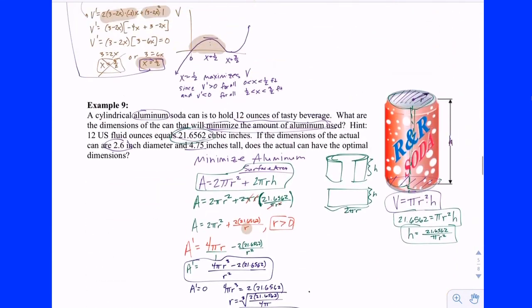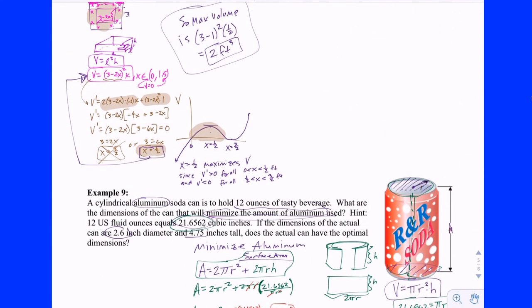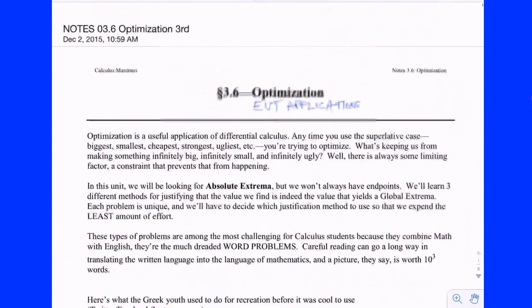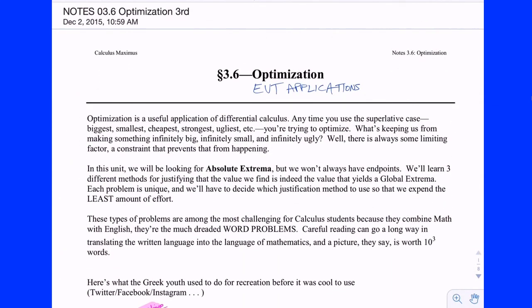Okay, we be done. Any questions on optimization? It's not so bad, right? Kind of makes sense. They're word problems. Ladybug farming, maybe not so much a real world problem.